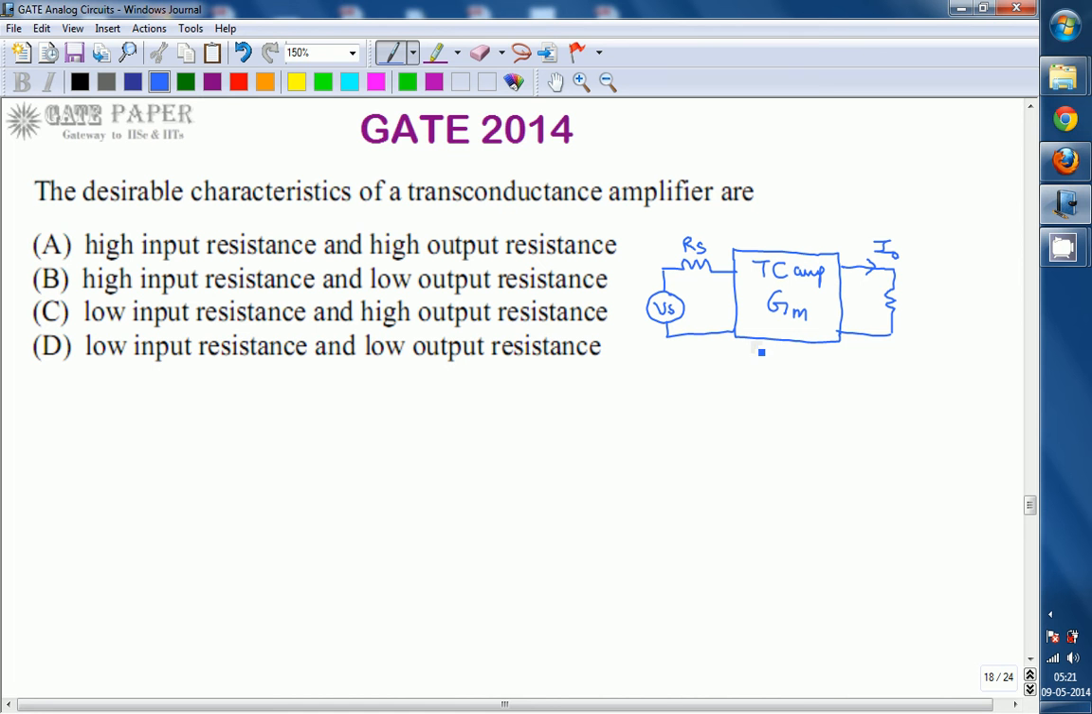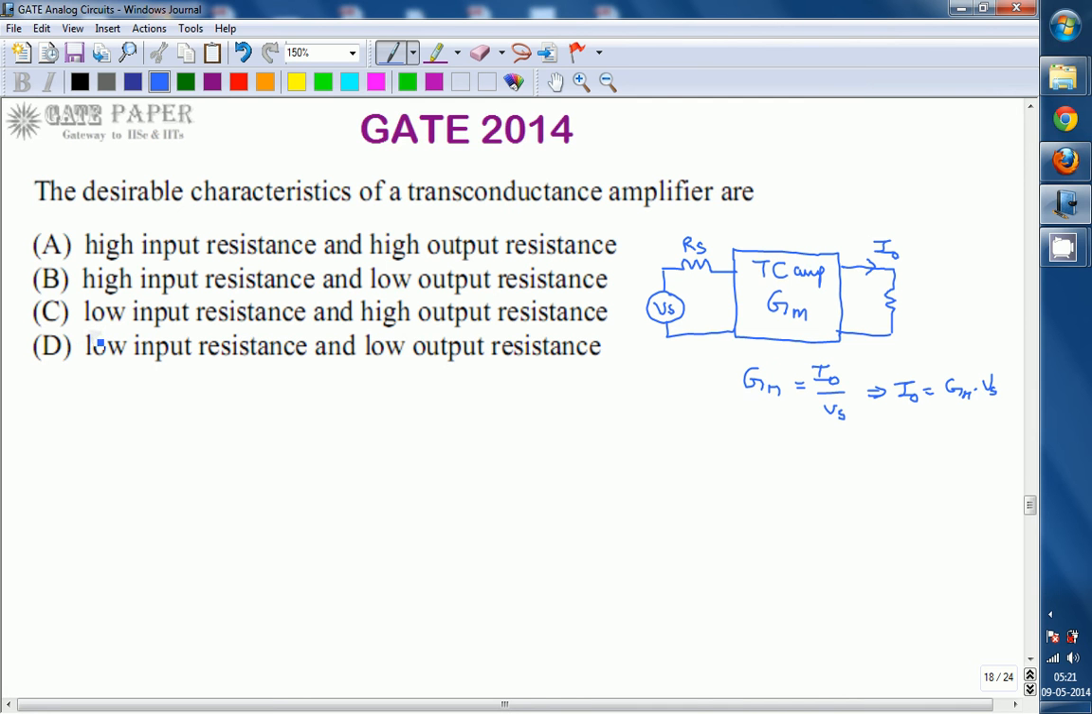So the purpose of the transconductance amplifier is GM. It has to provide this much gain for the input signal Vs. So GM can be written as I0 by Vs. Otherwise you can think of it as I0 equals GM times Vs. So the input signal is provided with a gain of GM and produced as output. For that, what are the desirable input and output resistances? Now we will decide this.